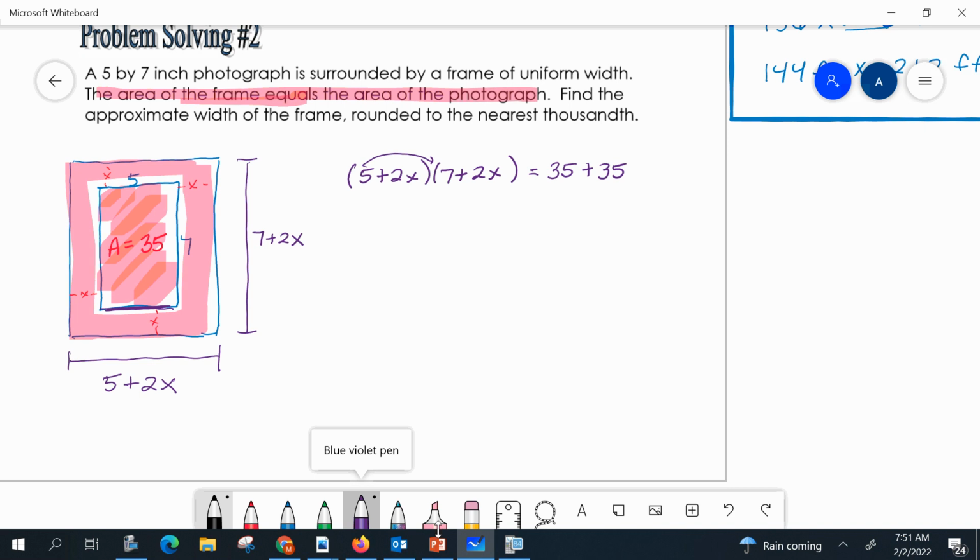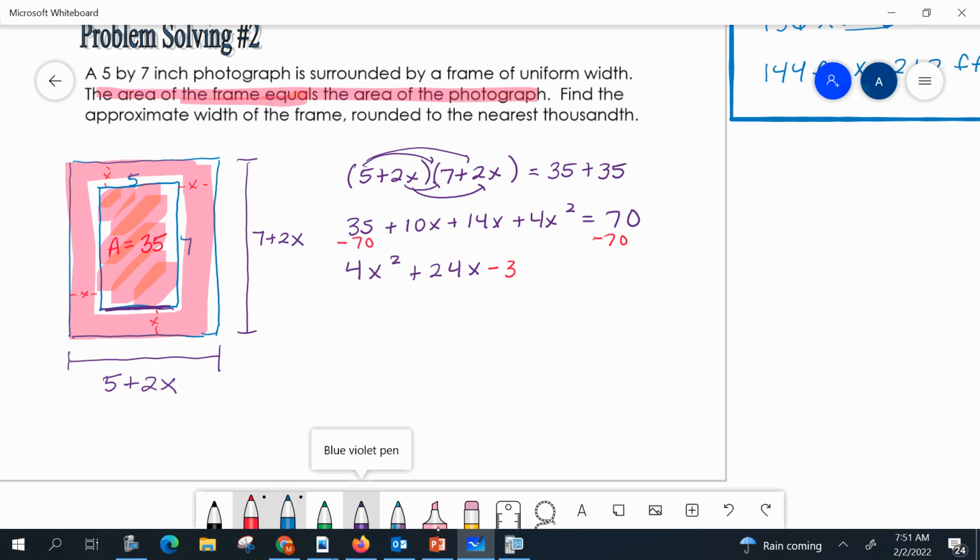All right, so what we need to do is double distribute because we always got to work on getting our equation in standard form. Plus 14x, and there we go again. We end up having a quadratic equation to solve. So work on getting this in standard form, 4x squared plus 24x, and when I minus the 70 from both sides, our constant term is going to be minus 35.